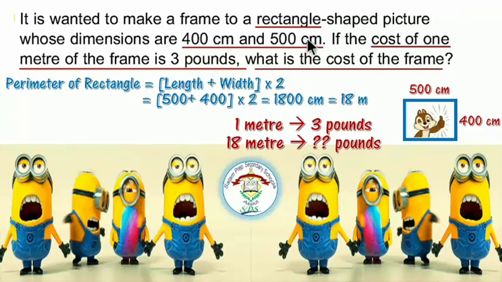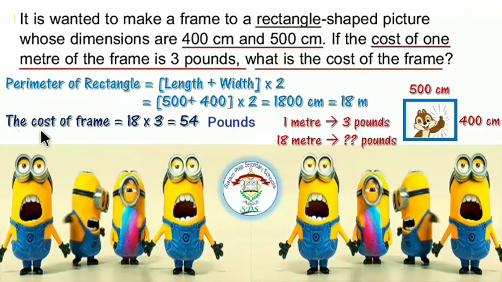In our problem, given 1 meter costs 3 pounds. The length of your picture frame equals 18 meters. The number of meters increases, so the price also will increase. Increase means times. So the cost of the frame equals 18 meters, this is the length of your picture, times 3, this is the cost of 1 meter, equals 54 pounds.